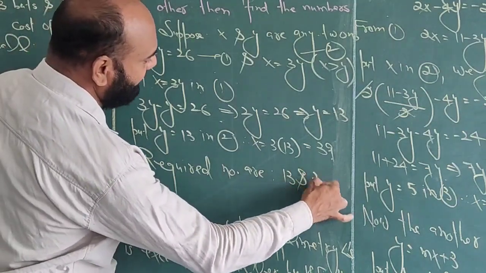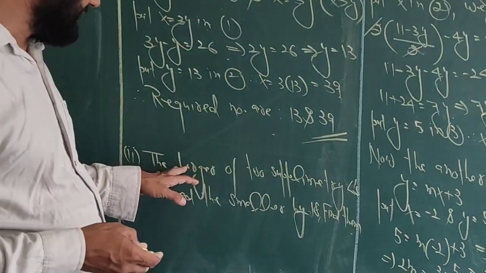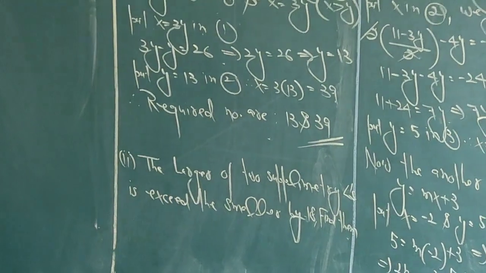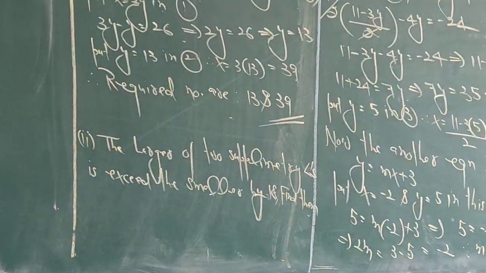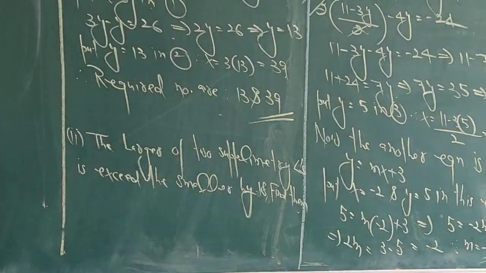So the required numbers are 13 and 39. Now the second part of the next question is: the larger of two supplementary angles exceeds the smaller by 18 degrees, then find them. And we know what supplementary angles are.